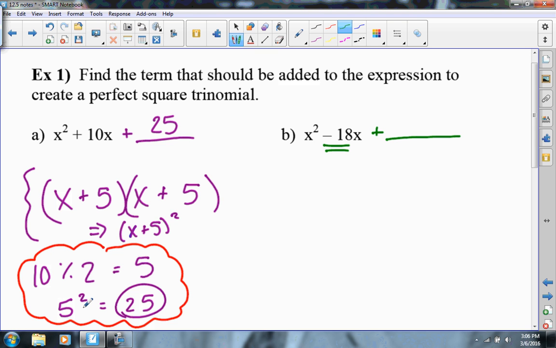And if you square a positive number, it becomes positive. If you square a negative number, it becomes positive. So it doesn't really matter if you take half of negative 18 or you take half of positive 18, because when we square it, that negative sign is going to go away.